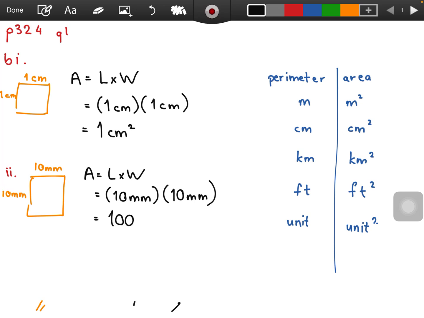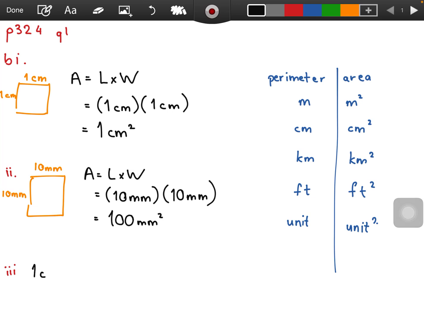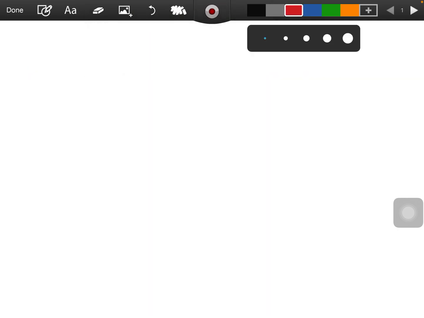So I'm going to be multiplying here 10 millimeters by 10 millimeters, so that I get 100 millimeters squared. Okay, so complete the following sentence. These squares are the same, so they have the same area. So to complete the sentence that's in our book there, we say that 1 centimeter squared is the same as 100 millimeters squared.